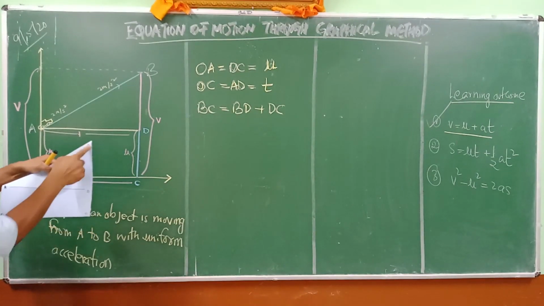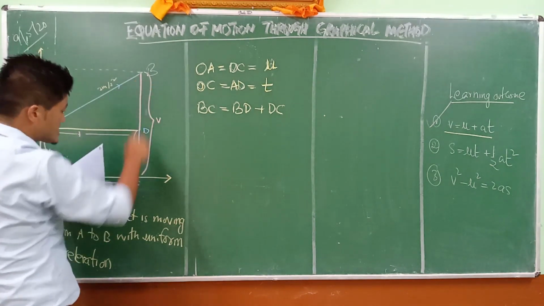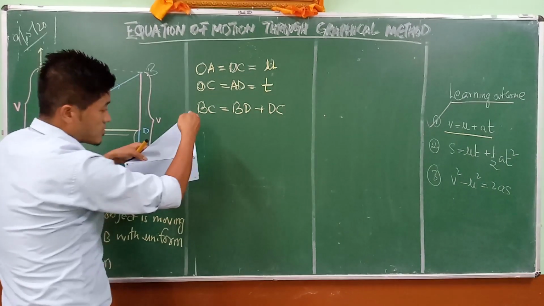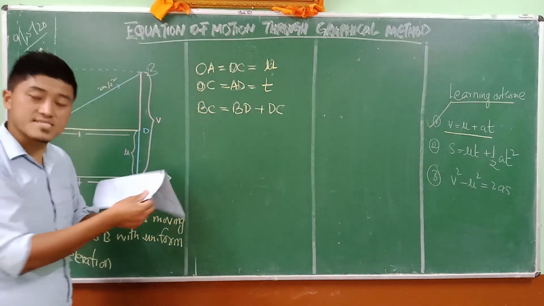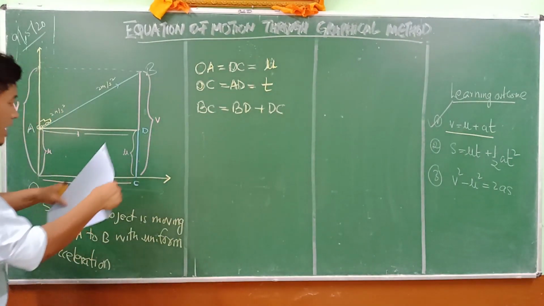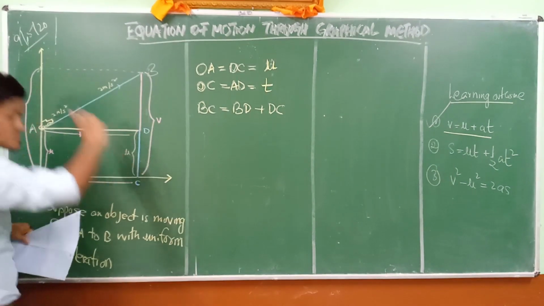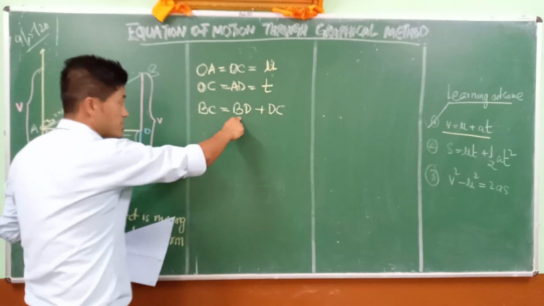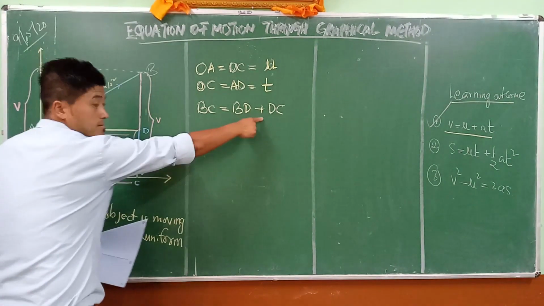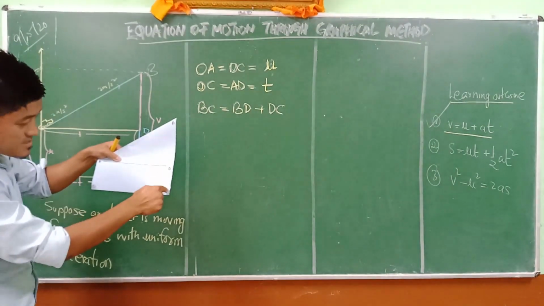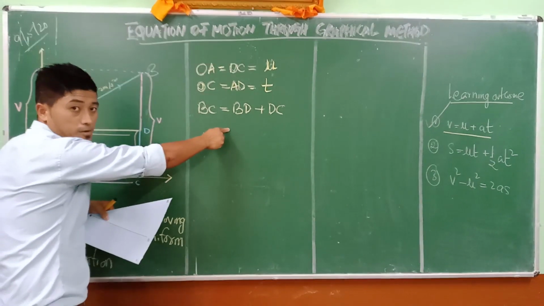BC, between B and C, what I'm trying to do is that BC is equal to BD plus DC. Is it same? Same, right? I hope you are not getting confused here. BC is equal to BD plus DC. This is what I have done. BC is equal to BD plus DC. Do you understand? This is what I'm trying to do over here.